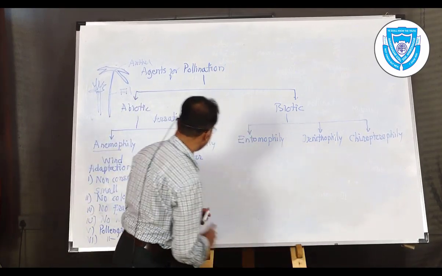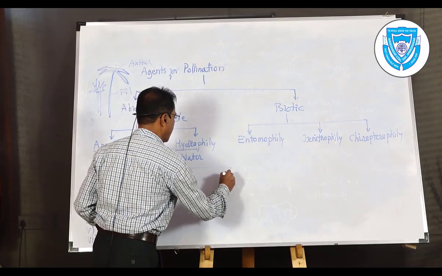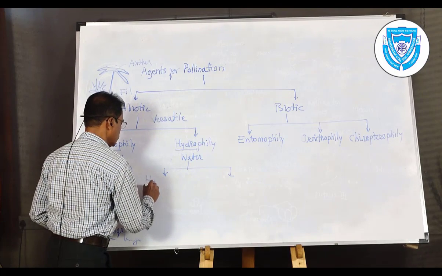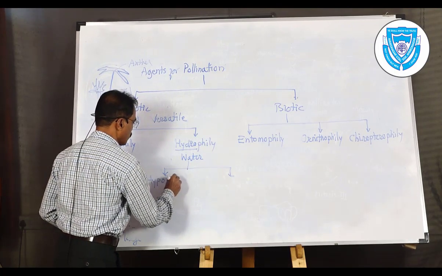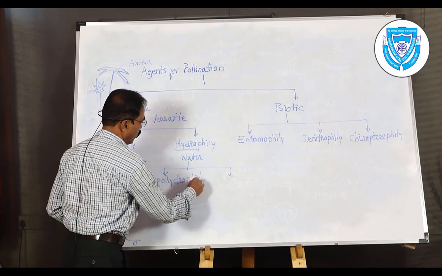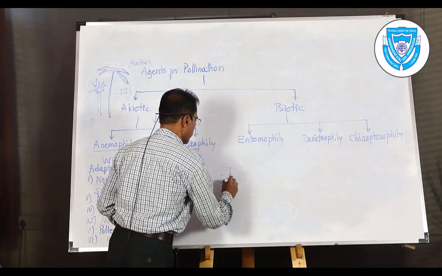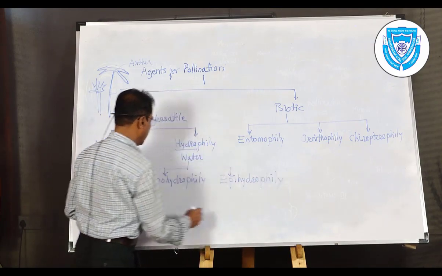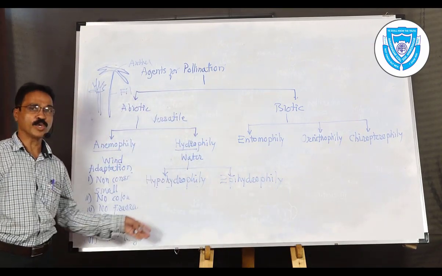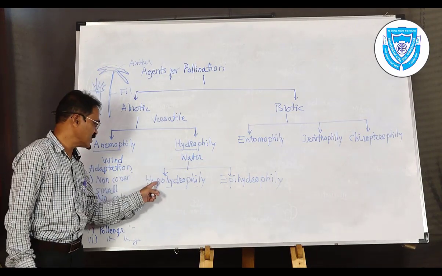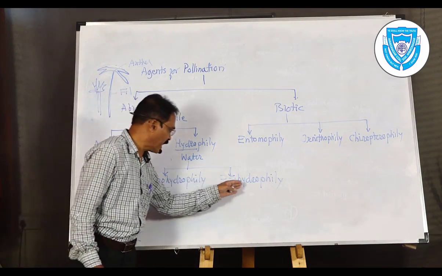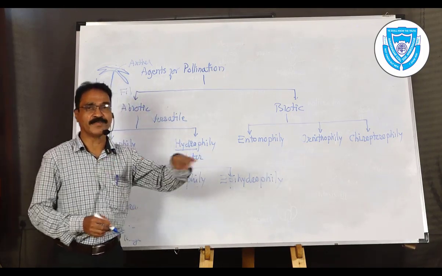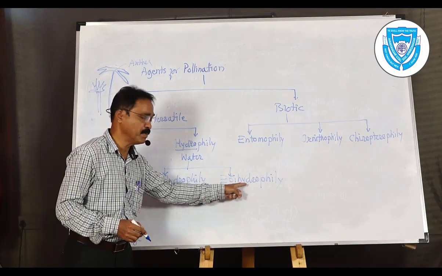Water is the agent for the pollination, and this hydrophily is again divided into two parts: hypohydrophily and epihydrophily. As the name indicates, hypo means below the water level. When the pollination takes place below the water, it is called hypohydrophily, while epihydrophily means the pollination takes place along the current, that is, the surface of the water.